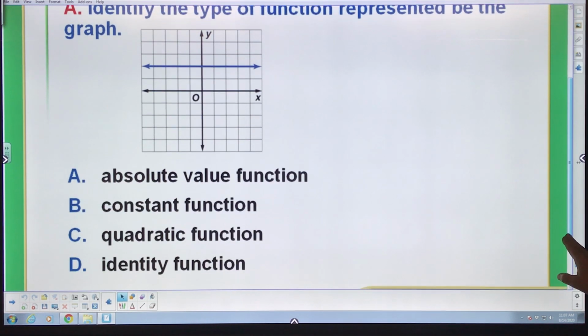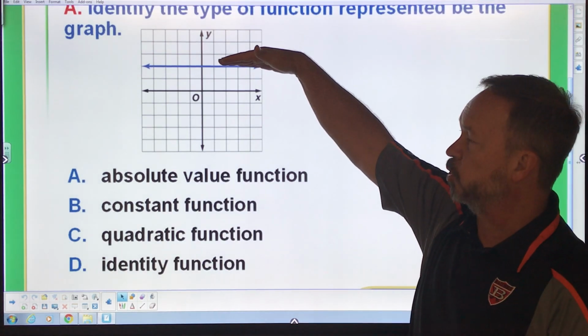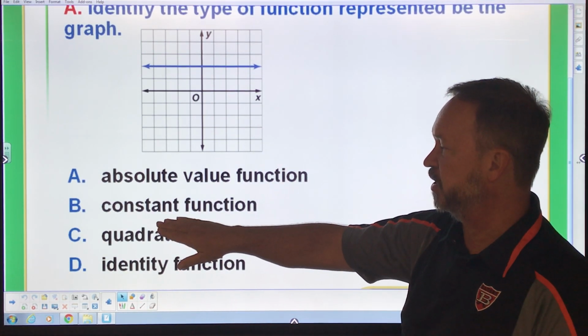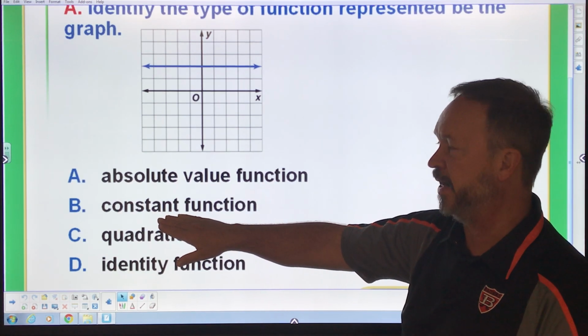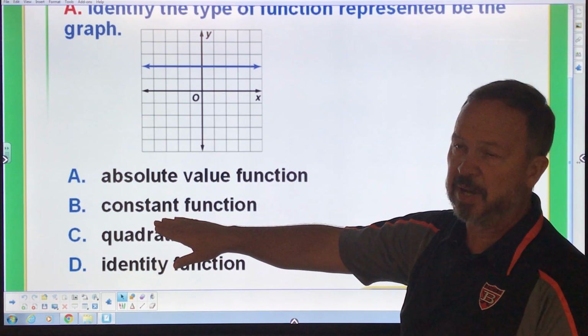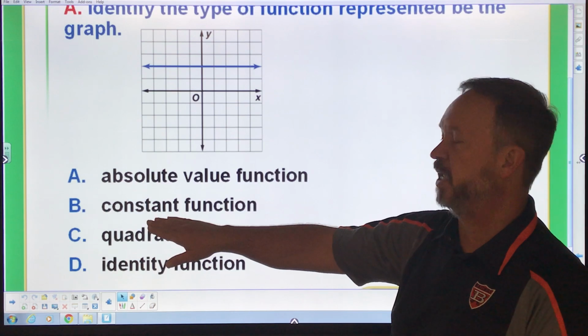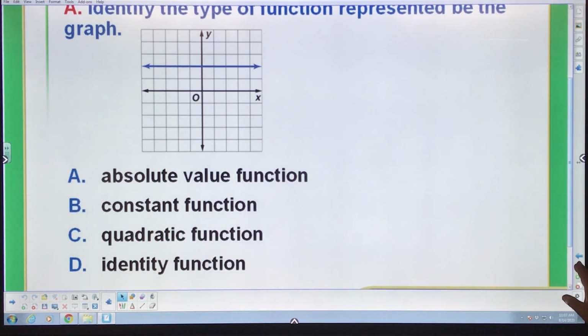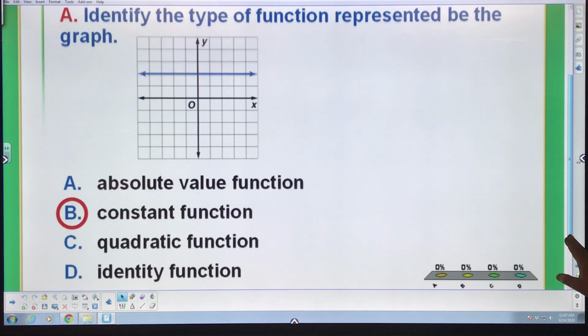This one, it's a horizontal line, y equals 2. It is the constant function because it never changes. Y is 2, y is 2, y is 2. Doesn't matter if x is positive, negative, fraction, decimal, it just doesn't matter. Y is 2, y is constant, answer is B. It's a constant function.